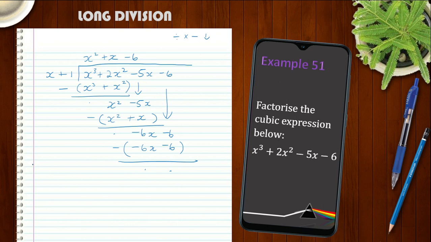All right, so there's our quotient. So we have x plus 1, and then x squared plus x minus 6. And then factorize that, trinomial: x plus 3, x minus 2, and we are done.